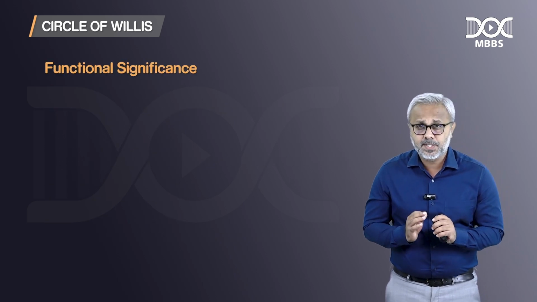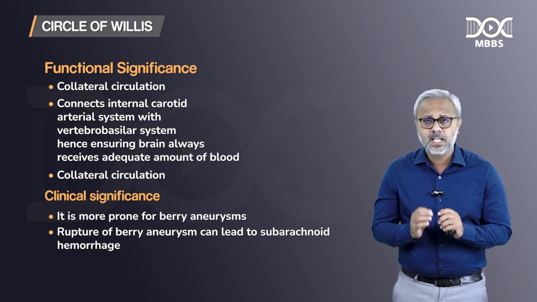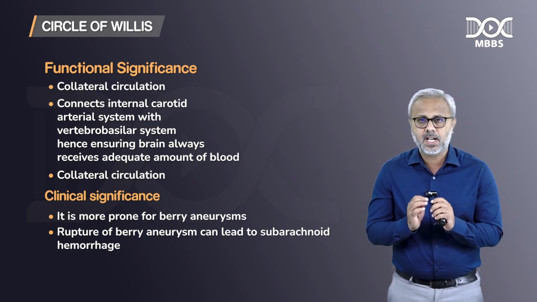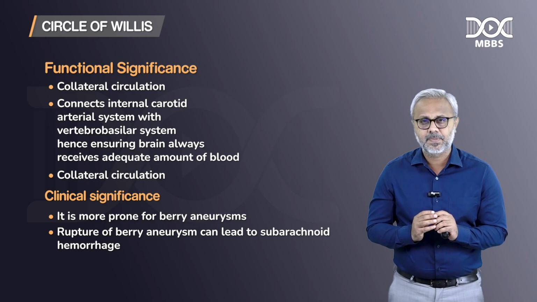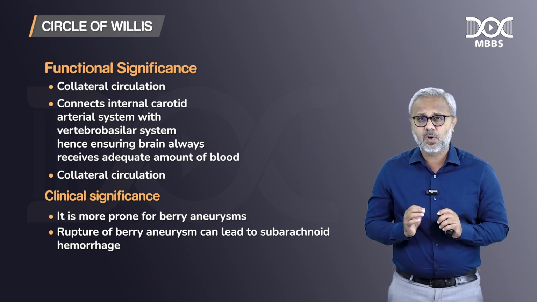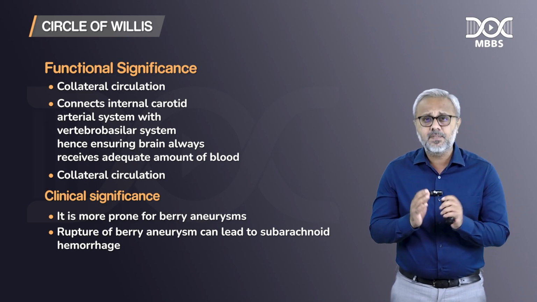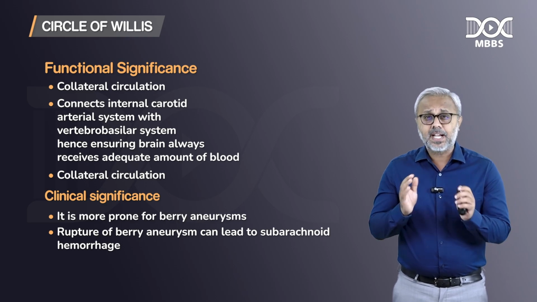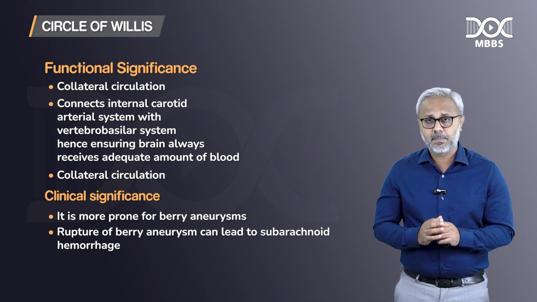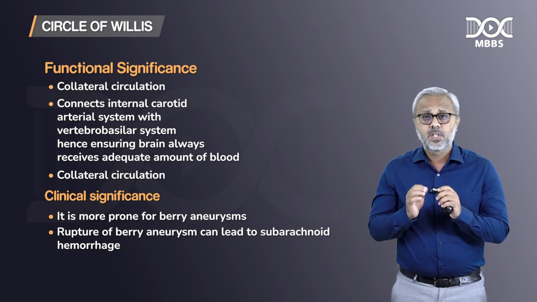Apart from functional significance, the clinical significance of the Circle of Willis is that it is more prone to the occurrence of berry aneurysms, right? And rupture of berry aneurysms is one of the most common causes of subarachnoid hemorrhage. This is in brief regarding the Circle of Willis. In the entire topic of blood supply of the brain, this is the one that is very frequently asked in your exam.